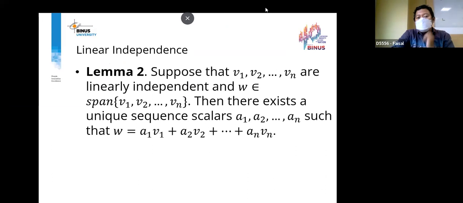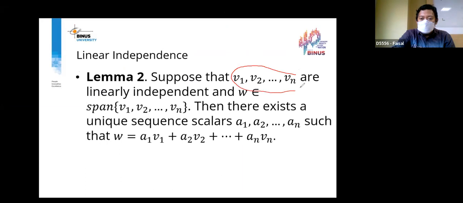Okay, and in lemma 2, we see that this is the implication of linear independence. Suppose that these n vectors are linearly independent, and W is in their span. Remember, span means W is a linear combination. Then there exists a unique sequence of scalars, so the solution must be unique.